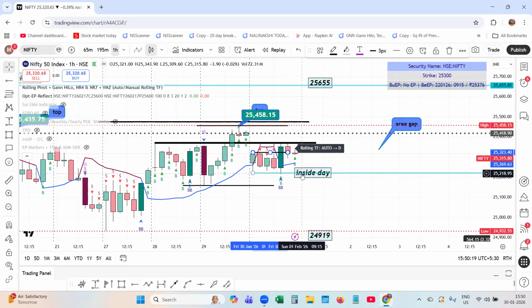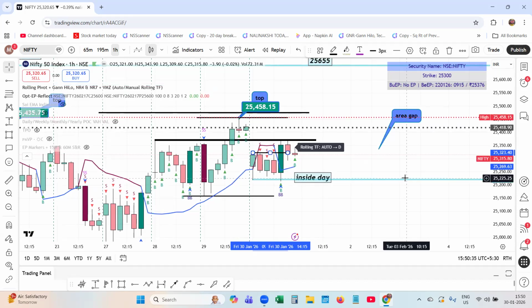You cannot trade, but still within this range, that is the range of 25,229 to 25,326, almost 100 points range, you could have traded intraday in the range, but with expertise.